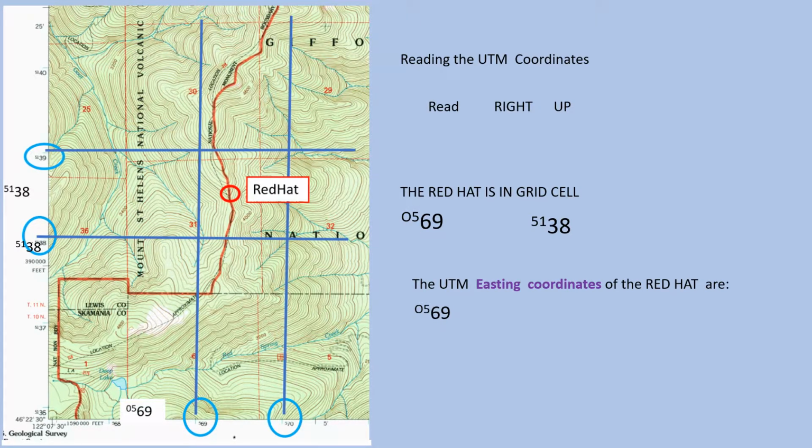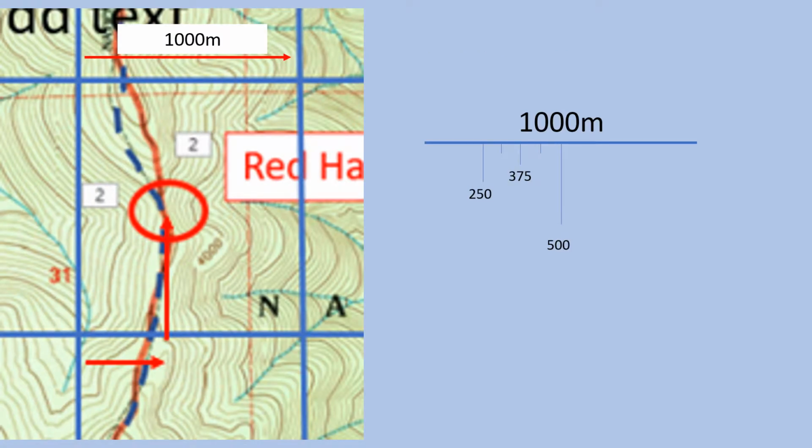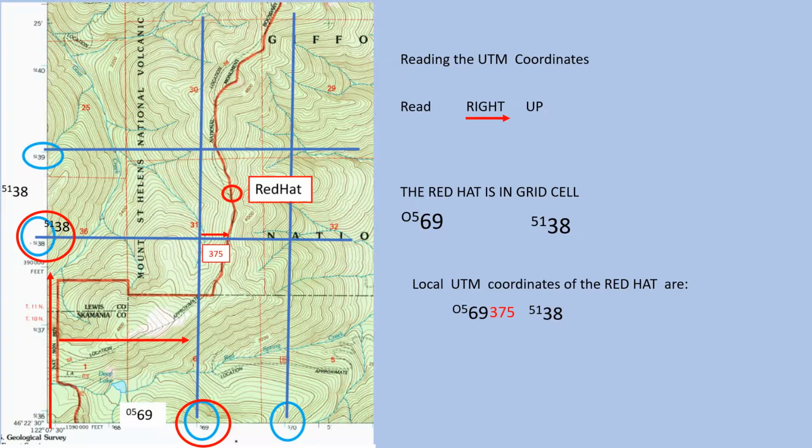Read the easting coordinates from the right. Read right. Use your estimation skills to read the northing coordinates. Read up. UTM coordinates can now be completed by adding the distance from the bottom of the grid cell to the red hat.